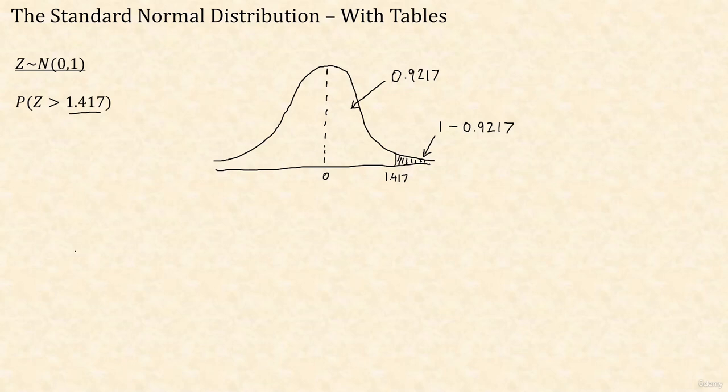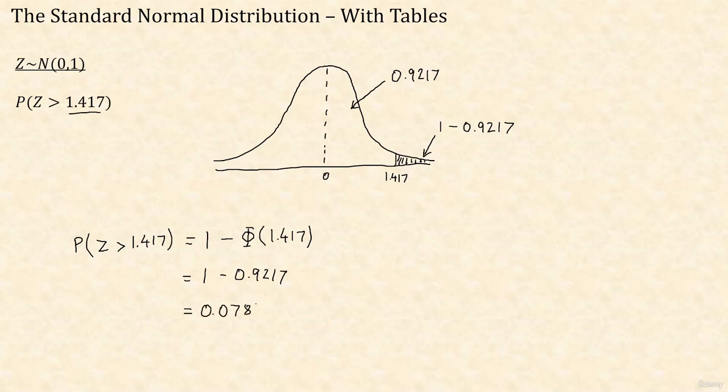So here's how you'd write all of this down. You would say the probability that z is greater than 1.417 is 1 minus the probability of being less than that. So that's 1 minus phi of 1.417. We already have worked that out. It's 0.9217, and then we calculate that. So 0.0783, and there's our answer. Let's do one more example.